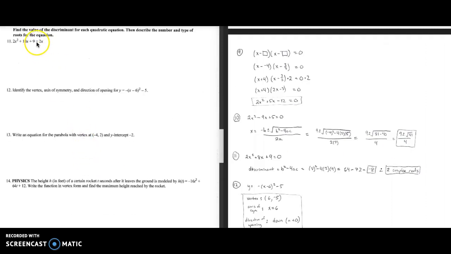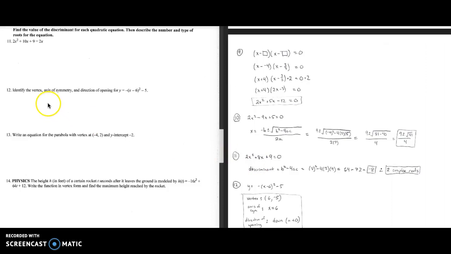Number 11. Find the value of the discriminant, then describe the number and type of roots. Again, first thing, bring everything to one side. Bring the 2x over, it's going to become negative. 10x minus 2x is 8x over here in the answer key. The discriminant is b squared minus 4ac. I plug my values in, I get -8. Whenever the discriminant's negative, it means you have two complex roots.